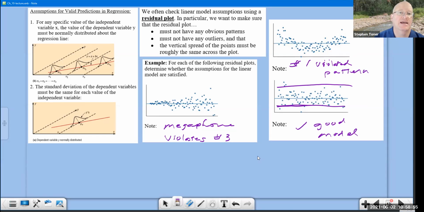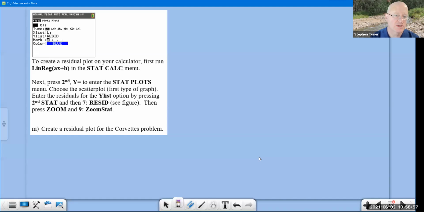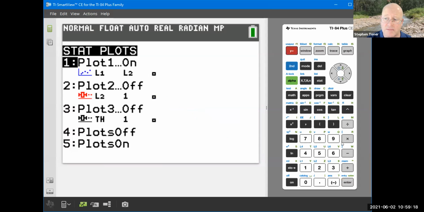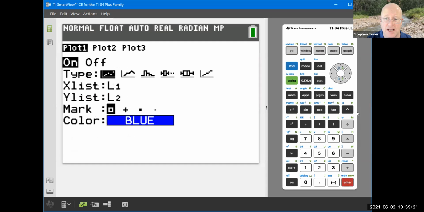Now, how do you create a residual plot on your calculator? Well, here we go. I'm going to show you. We're going to go right back into what we did previously, but basically we're going to change out the y-list for residuals. Now, let's take a look on our calculator. I'm going to hit second y equals, go into my first stat plot, and then down for my y list right here, I'm going to change out that y list for residuals.